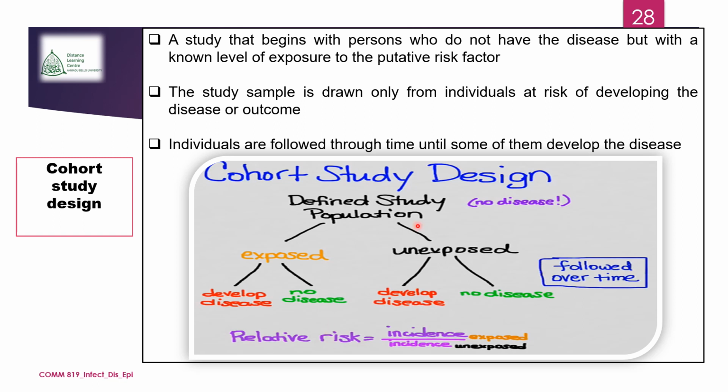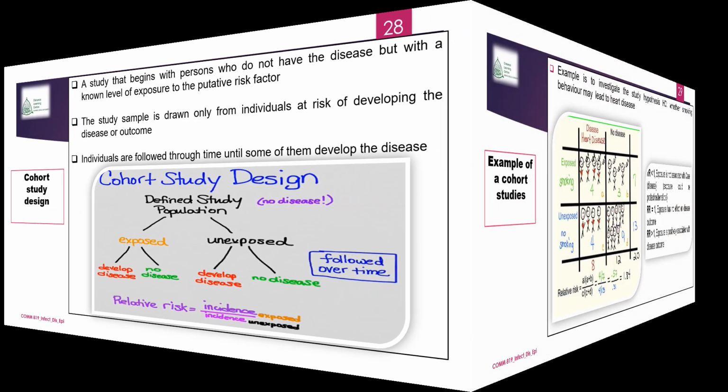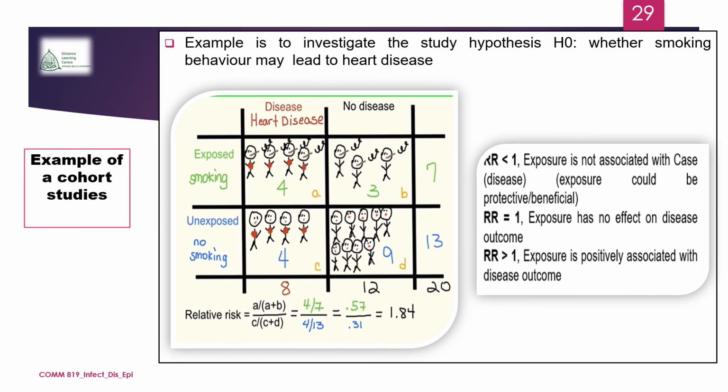Okay, so the most important thing of cohort study is you follow it over time. Okay, yeah. So an example of a cohort study here is to investigate the study hypothesis, that is whether smoking behavior may lead to heart disease. Whether it may lead to heart disease.